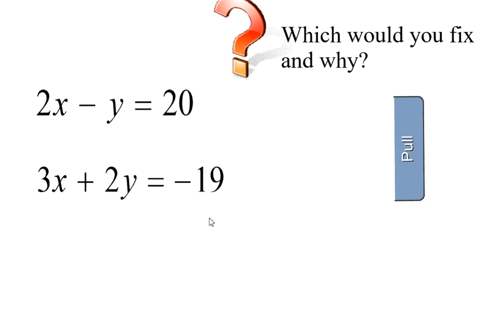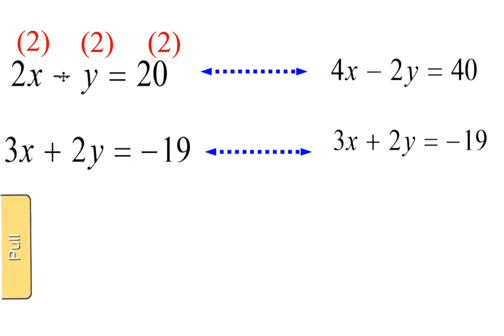Welcome back. What I would suggest to you is that you multiply this top equation by 2. The reason that I suggest that is because we have opposite signs on the y's. If they're opposites, when you add them together, it goes very straightforward. So take this first one, multiply everything by 2. You'd end up with 4x minus 2y equals 40. Keep the original second equation on the bottom. And now when you add them up, we can see that the y's will disappear.